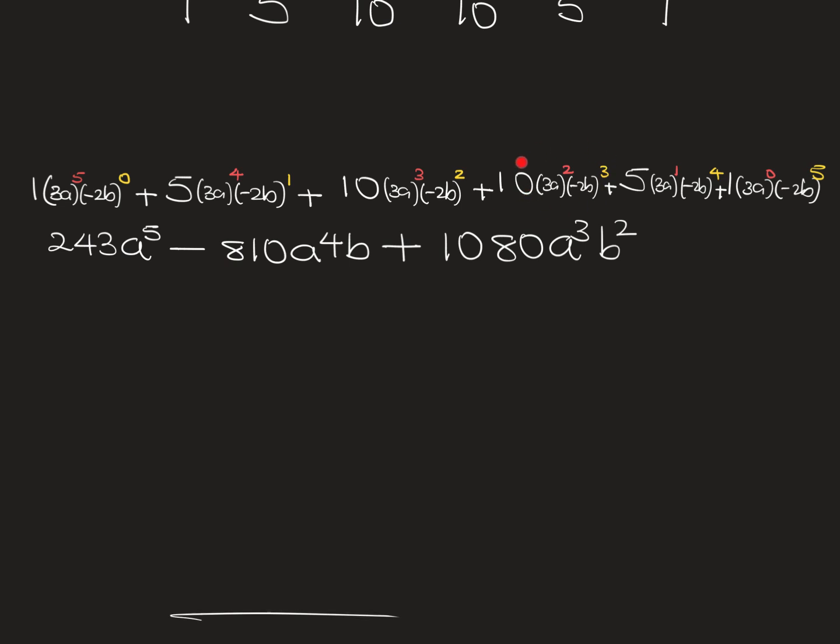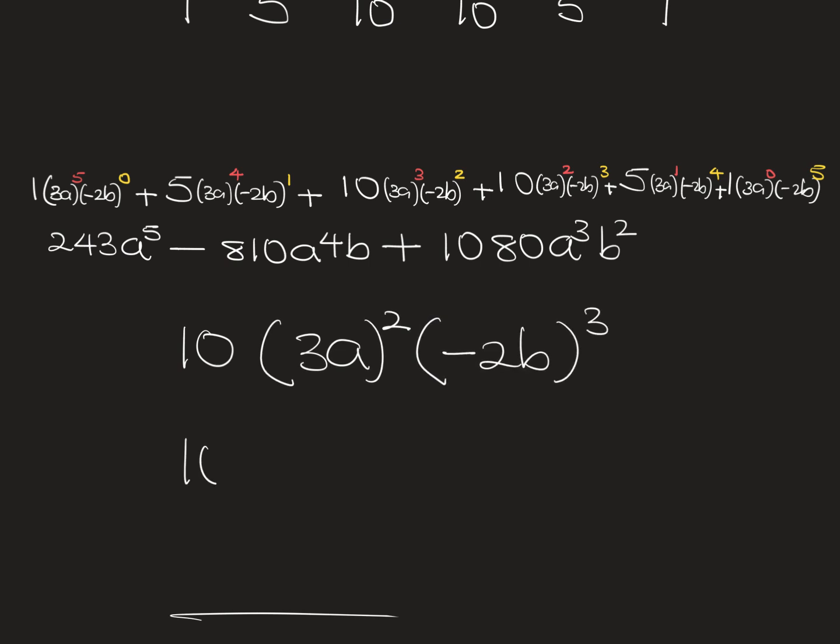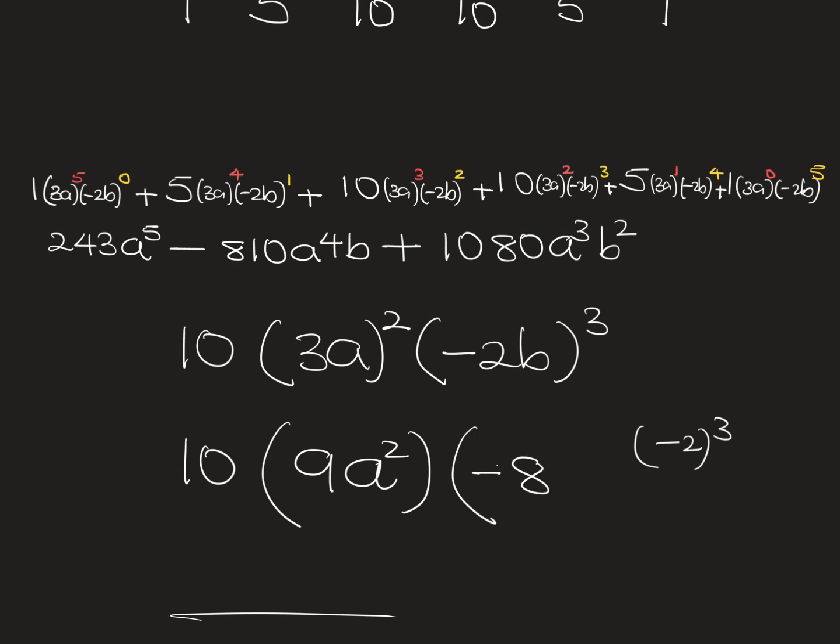So for this expression, which is 10 into 3a to the power 2 into minus 2b to the power 3, that is the same as 10 into 3 to the power 2 is 9, a to the power 2 is just a to the power 2, into minus 2 all to the power 3 is minus 8. Okay, then you'll have b to the power 3.